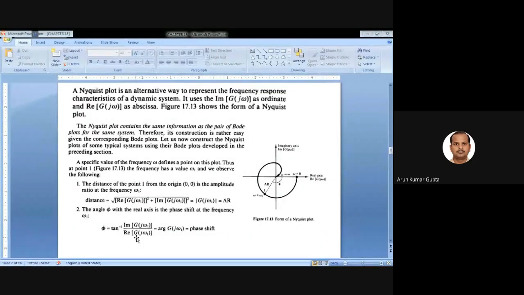So the method of calculating the amplitude ratio and the phase angle is the same, but we are calculating on the same plot, right? So let's say we have a plot like this, which we represent as the Nyquist plot. What information does it contain? Let's say omega equal to 0. Omega equal to 0 means your phase angle is 0, right? So you will start from this point. Whatever amplitude ratio you calculate, that will be the radius, you can say.